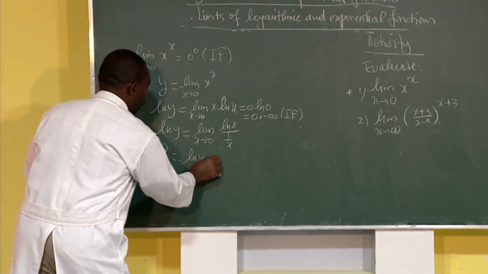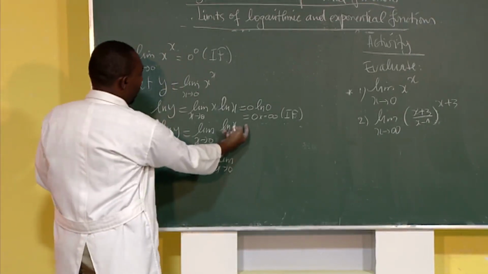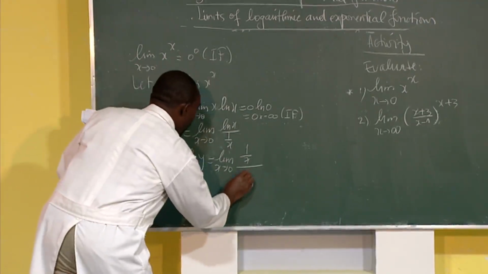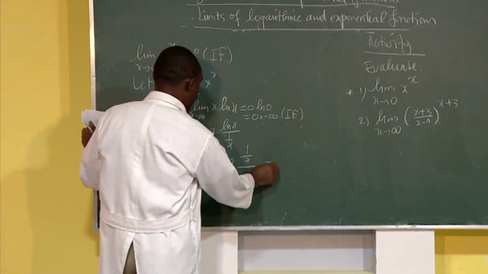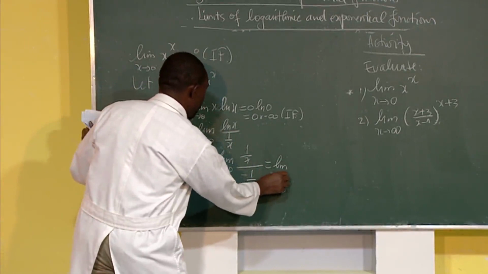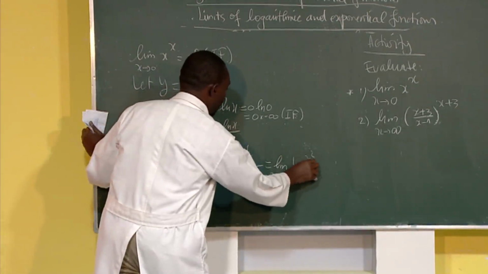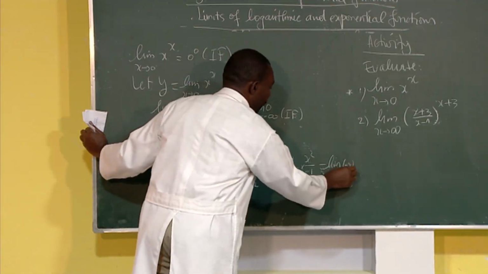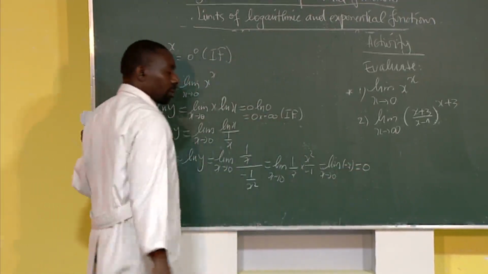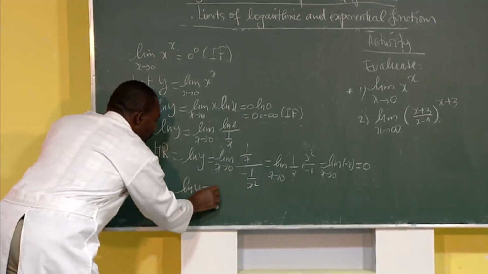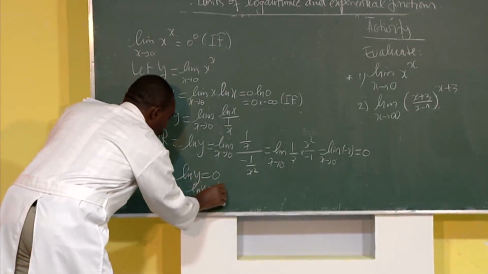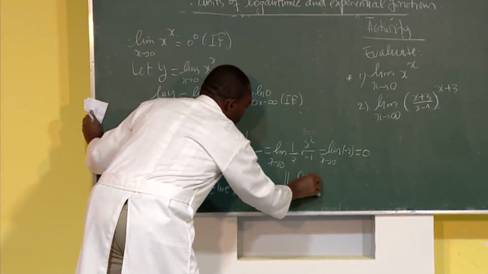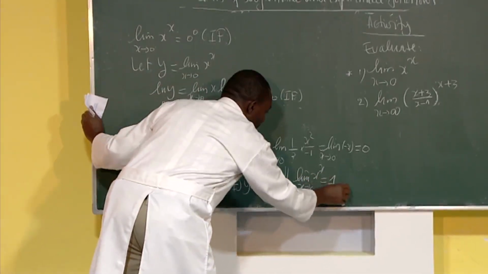We have ln of y, which is equal to the limit x approaching to 0. Derivative of ln of x is 1 over x. Derivative of 1 over x is minus 1 over x squared. And this is the limit x approaching to 0 of 1 over x times x squared divided by minus 1. And this is the limit x approaching to 0 of minus x, which is equal to, replacing x by 0, you get 0. It means that ln y equals 0, and ln y is equal to ln of e power 0. It means y equals e power 0, which is equal to 1. Hence, the limit of x power x as x approaches 0 equals 1. We are done.